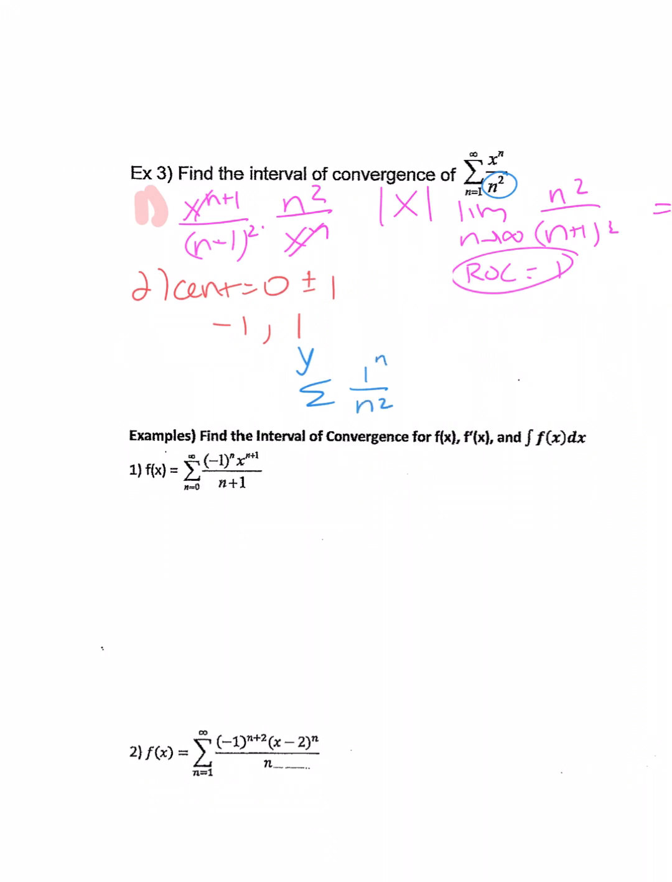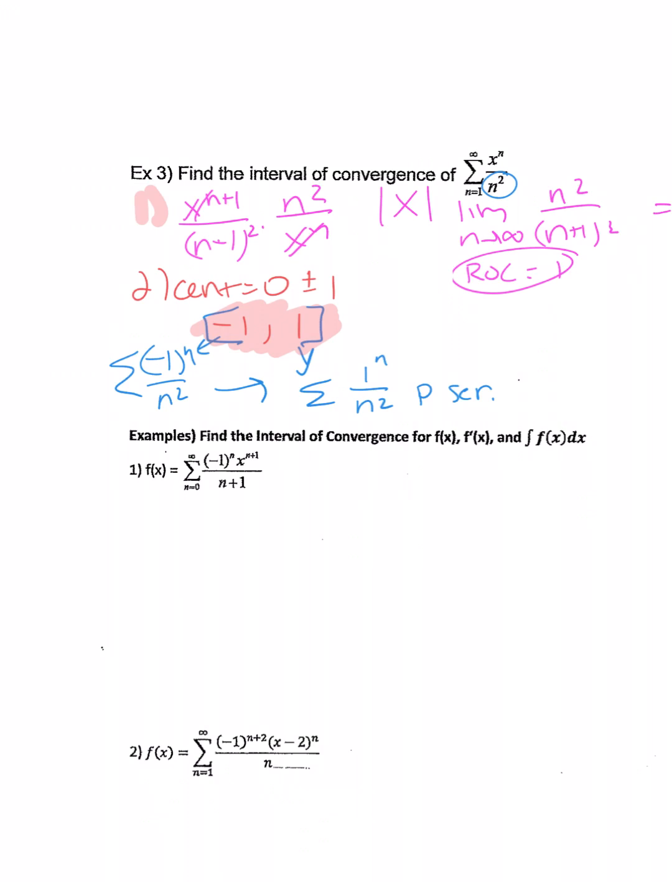This is a p-series with a power bigger than 1, so this is going to converge. When we do (-1)^n over n^2 and take the absolute value, we are still at a p-series with a power bigger than 1. So this is actually going to converge on both endpoints, from negative 1 to positive 1.